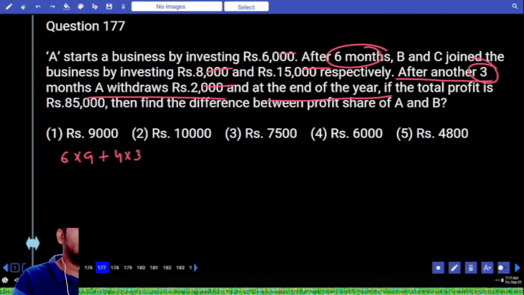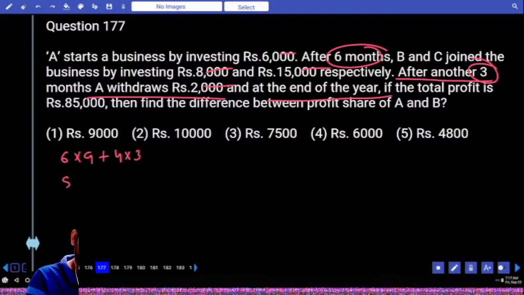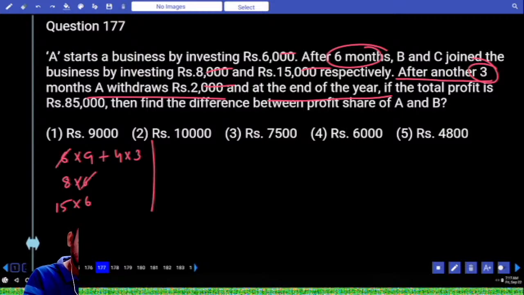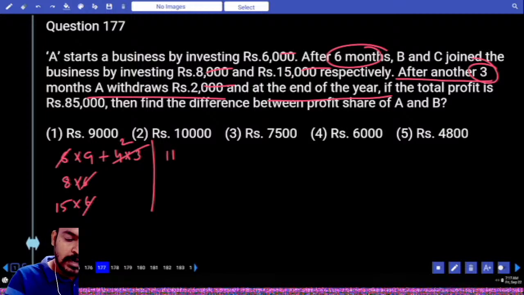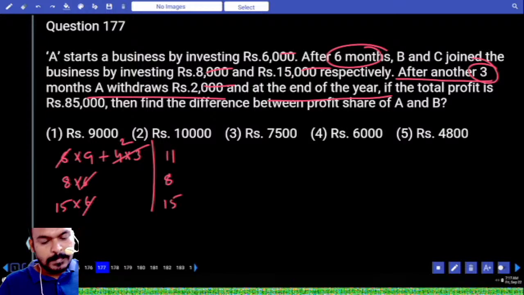Used for the remaining 3 months. Second one, 8 for how many months? 6 months. Third one, 15 for 6 months. All are in 6 multiples. 6, 6, 6. 6 here how many times? 2 times. 9 plus 2, 11, 8, 15. Total how many parts?